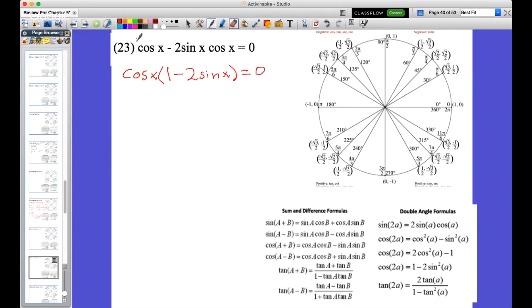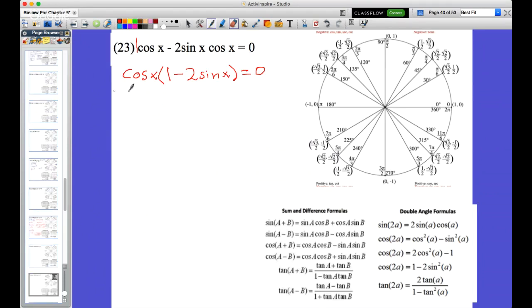Well, this is essentially 1 times cosine of x. So when I pull out the cosine or factor it out, I'm leaving behind a 1. Just like when I factor out this cosine here, I'm leaving behind a 2 sine x. Now, this is cosine of x times 1 minus 2 sine x. So now we're just going to do what we've been doing all day. Set 2 parts equal to 0. So we're going to say cosine of x equals 0 and 1 minus 2 sine of x equals 0.